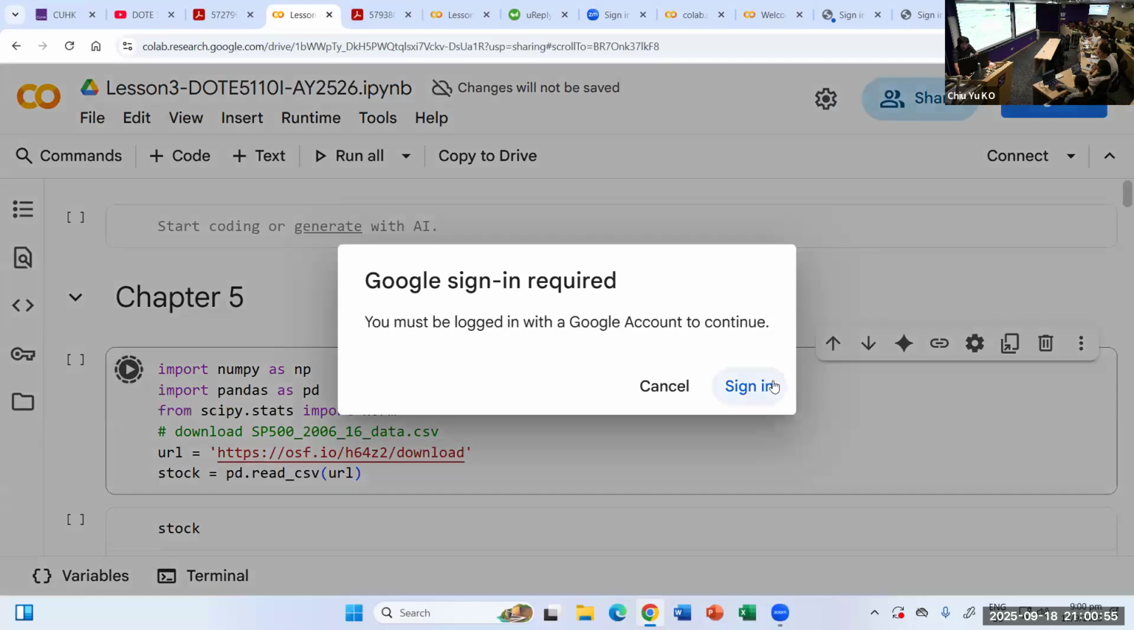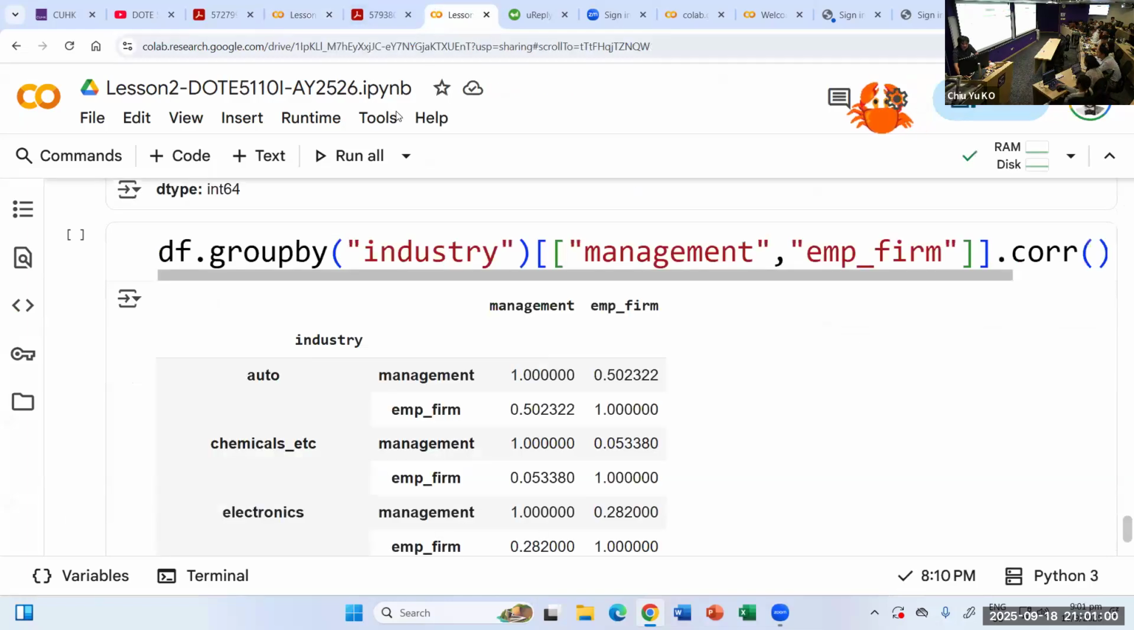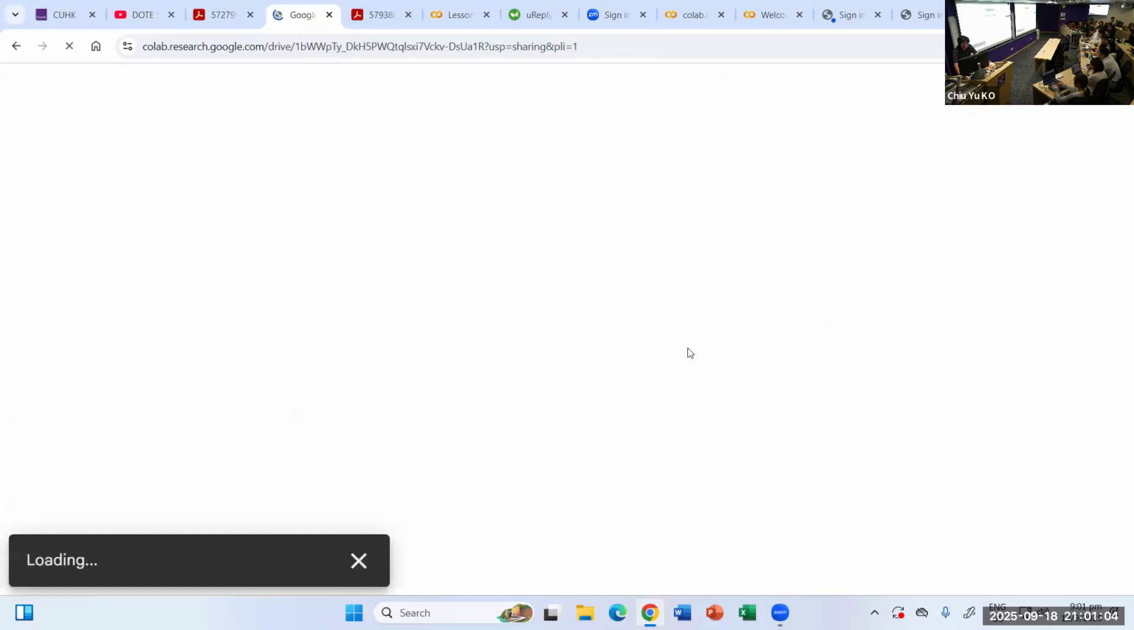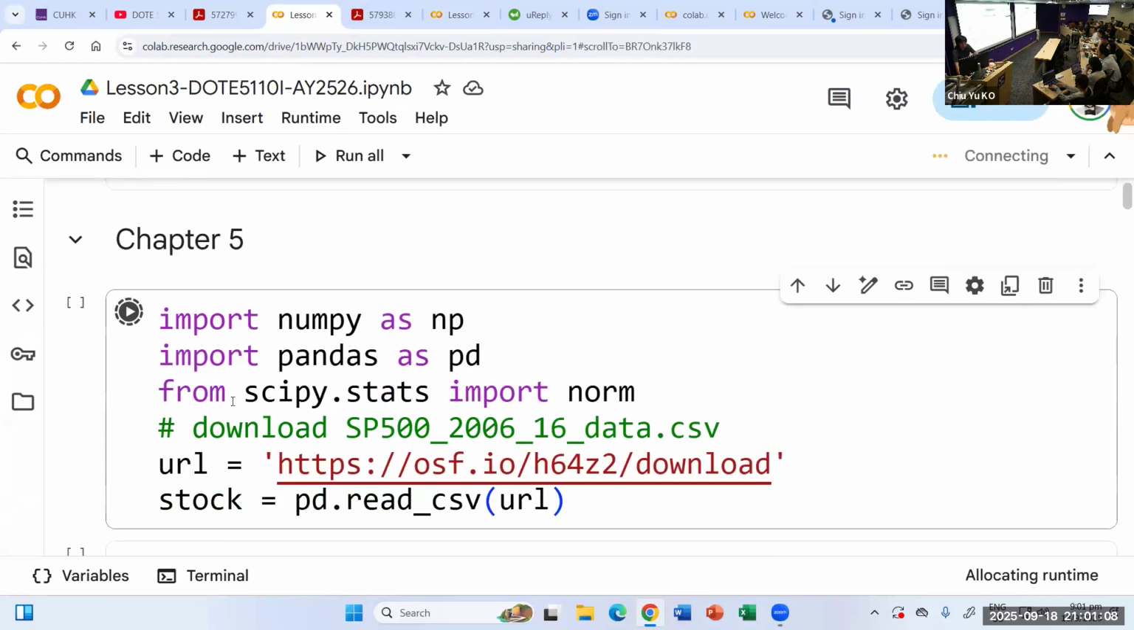I run this thing. Oh, I should be logged in. I should have logged in. Just wait a second. So I download this thing. Sorry, I import another thing as well.